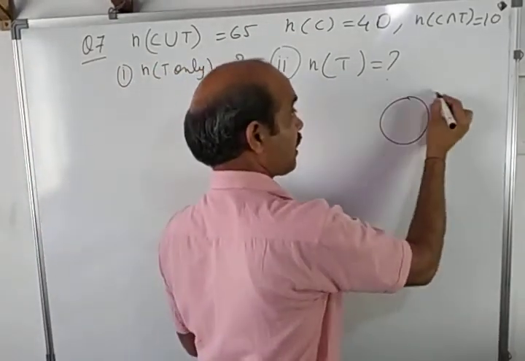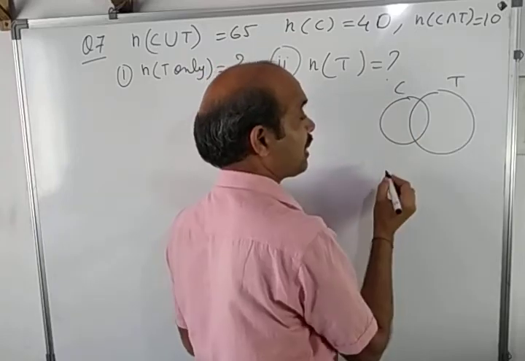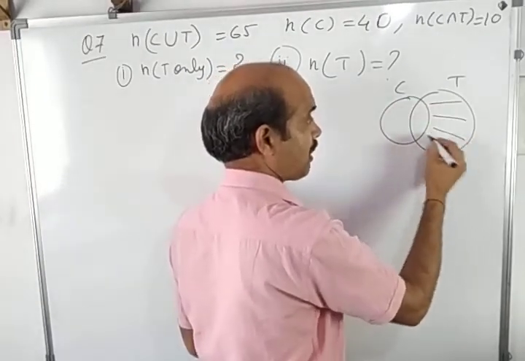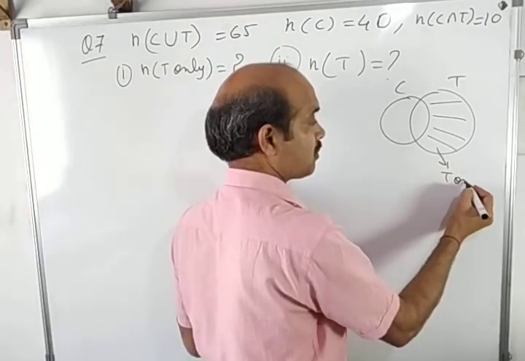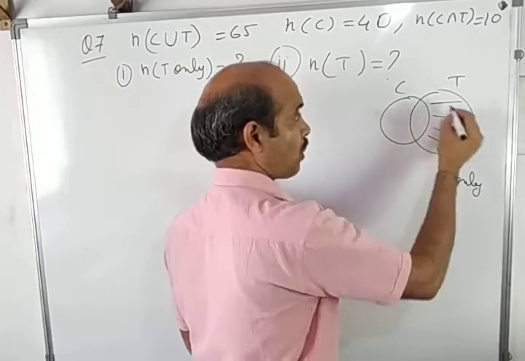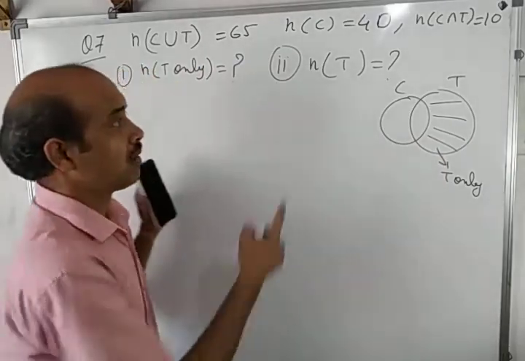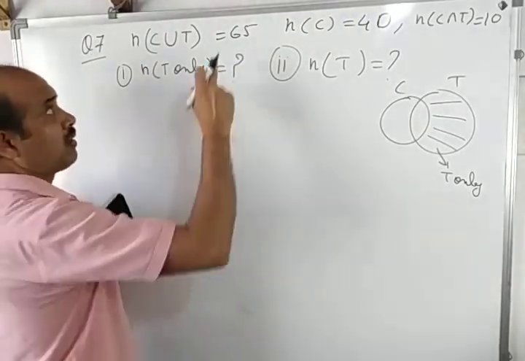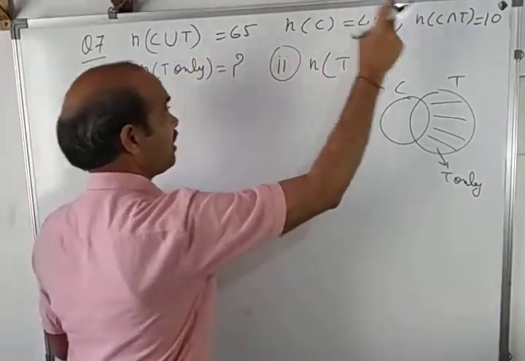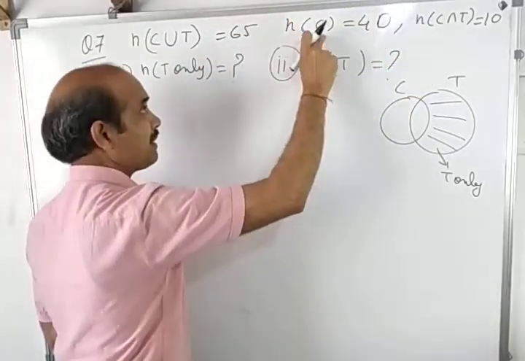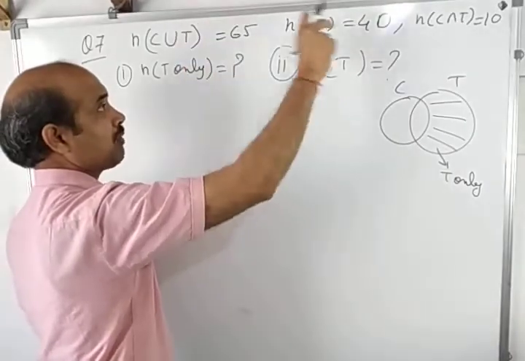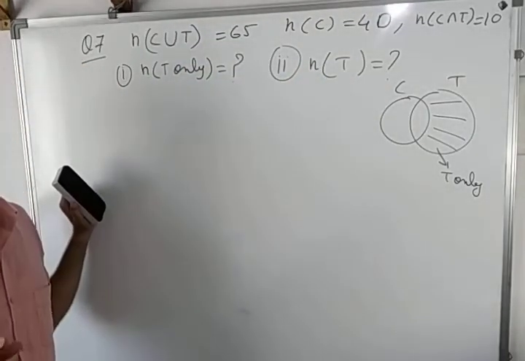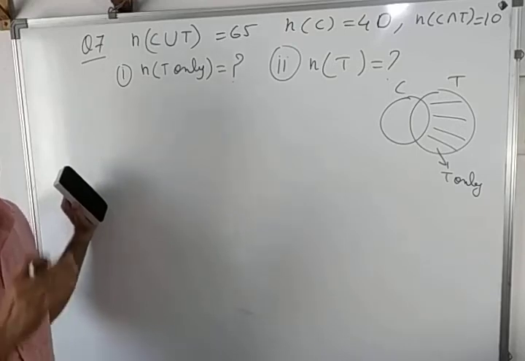In case of two sets, cricket and tennis, this area will be known as tennis only, and the whole will be known as tennis. Now, since union is given, intersection is given, NC is given, you can directly put the values and find out NT. It's very simple, just like the previous two questions we have discussed.